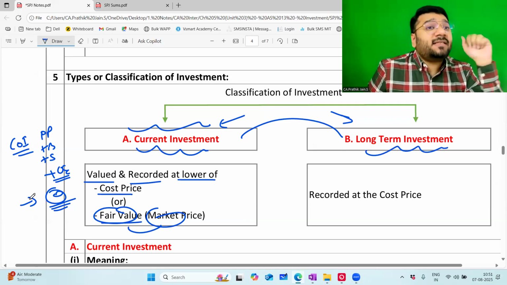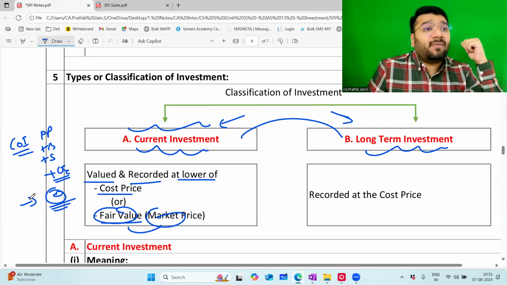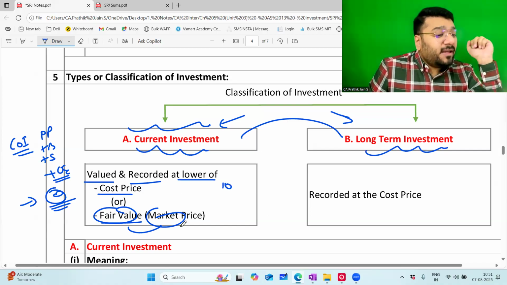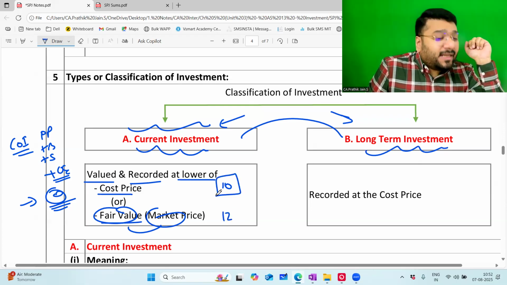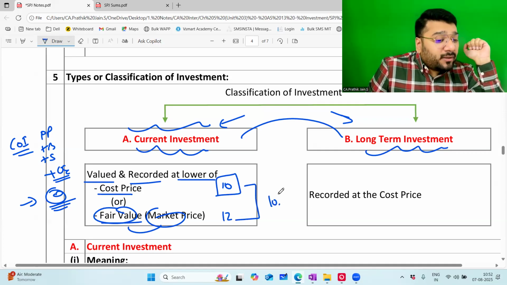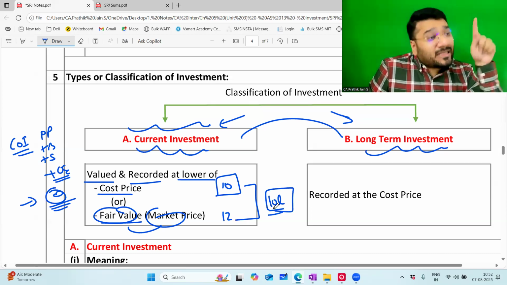Who's saying that? AS 13 says that you have to review this at the end of the year and compare with the market value. If the cost price is 10 for the investment and the fair value is 12, you will let the investment be at 10 rupees. Investment is valued and recorded at cost price or market value, whichever is less. So which is lower? 10. So 10 will continue to be the value of the investment in your ledger as well as in the balance sheet.